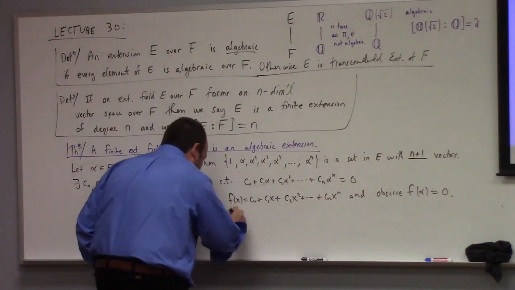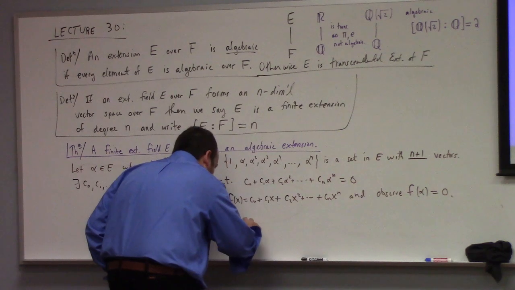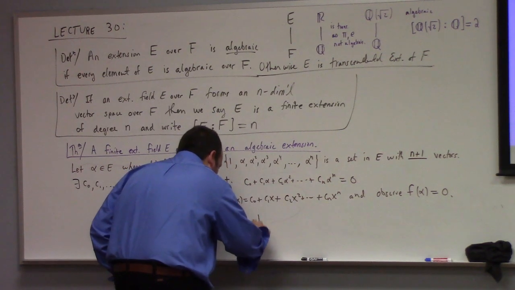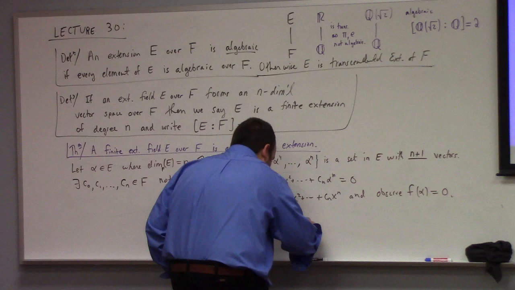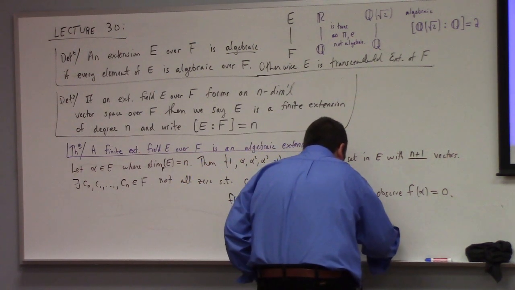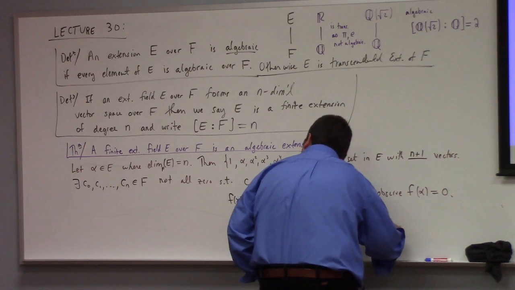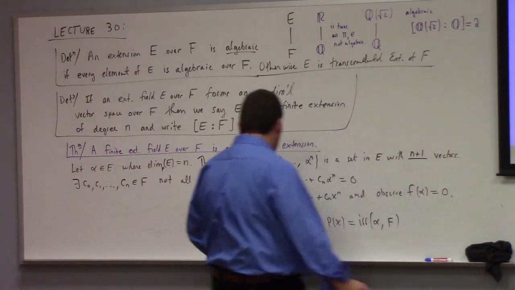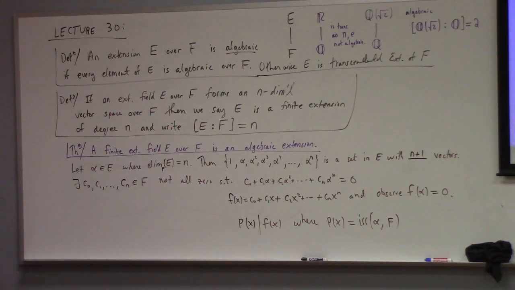So notice that p of x divides f of x, where p of x is equal to the irreducible polynomial of alpha over the base field F. So what does that say about the possible degrees of elements in the extension F?